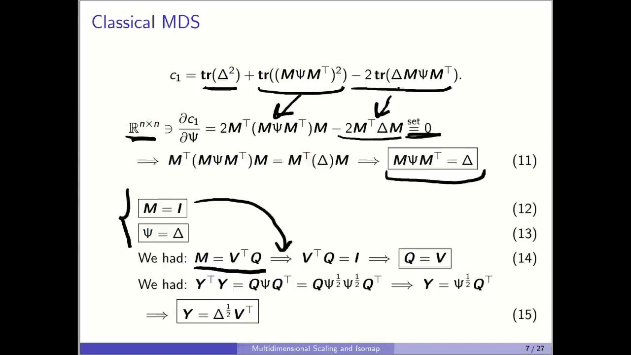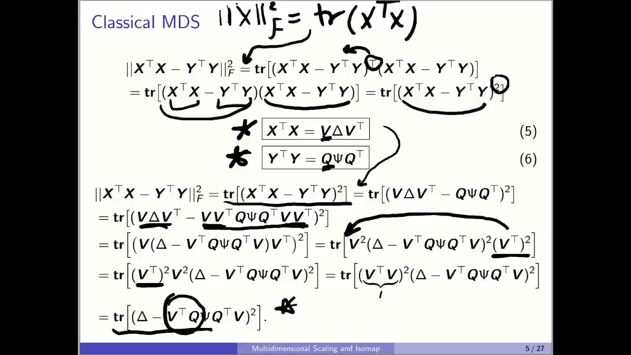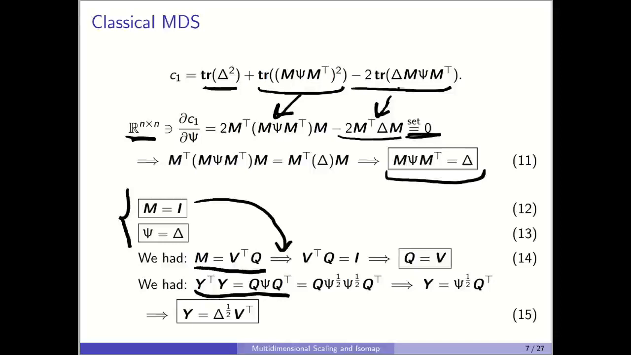We also had, according to equation 6, y transpose y equals q psi q transpose. Here we repeat it, and y transpose y, according to the definition of positive semi-definite matrix, is a positive semi-definite matrix. So its eigenvalues are all non-negative. Therefore, we can write psi as sqrt of psi multiplied by sqrt of psi, because each eigenvalue can be written as the square root of the eigenvalue multiplied by the square root of the eigenvalue.